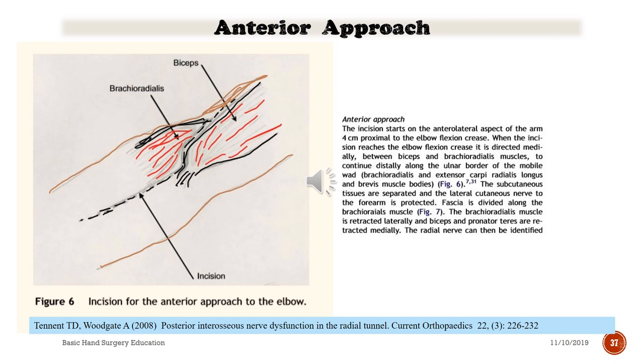The subcutaneous tissues are separated and the lateral subcutaneous nerve of the forearm is protected. Fascia is divided along the brachioradialis muscle, and the brachioradialis muscle is retracted laterally, and biceps and pronator teres are retracted medially. The radial nerve can be identified.